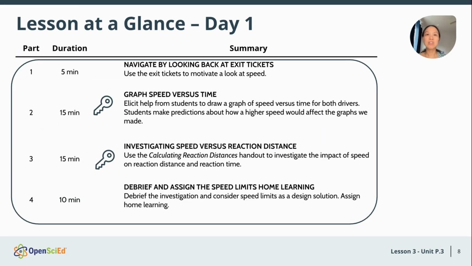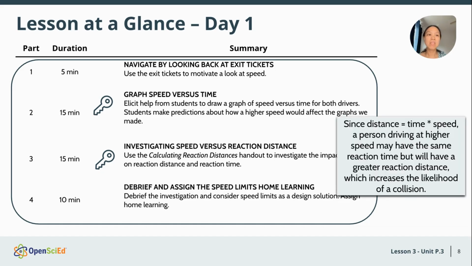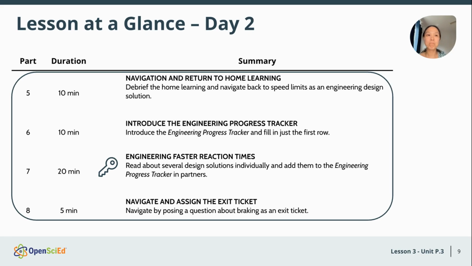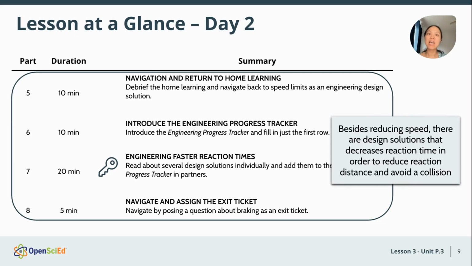In the first lesson chunk, students draw a speed versus time graph for the distracted and undistracted driver from Lesson 2. They also calculate and graph the reaction distances for different speeds at two different reaction times. Students conclude that reaction distance is affected by speed and reaction time, so a person with a particular reaction time has a greater likelihood of being involved in a collision when driving at higher speeds. In the second lesson chunk, students read and evaluate design solutions that decrease driving speed and/or reaction time in order to reduce reaction distance and avoid a collision.